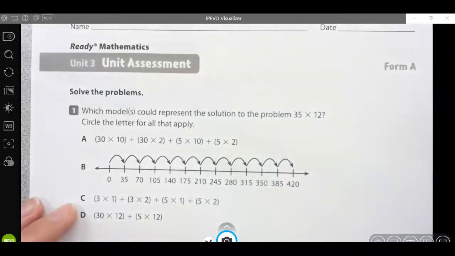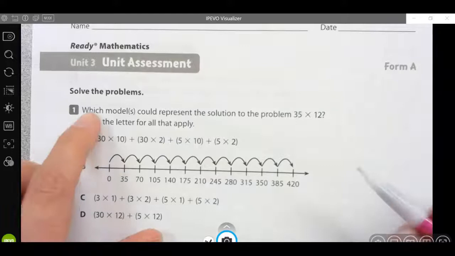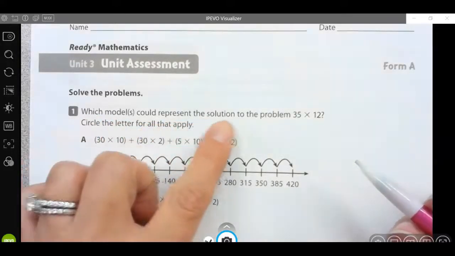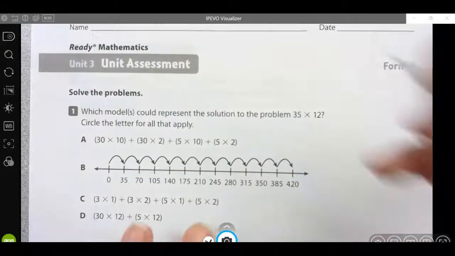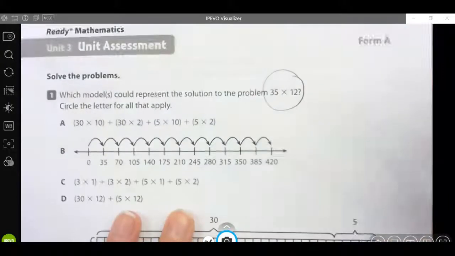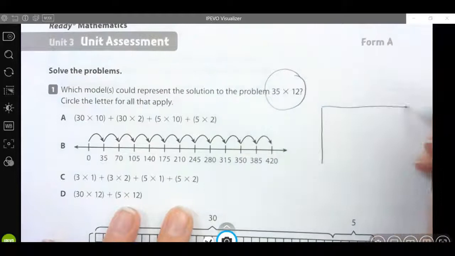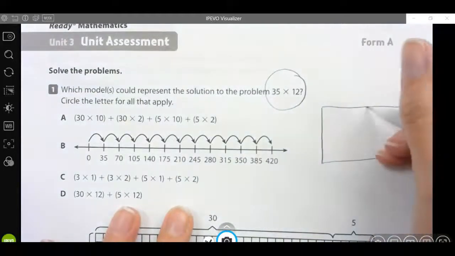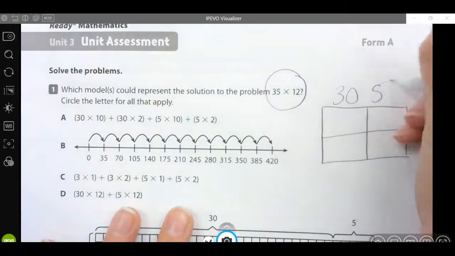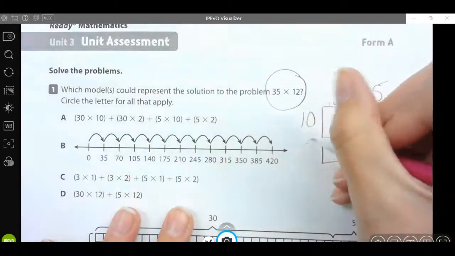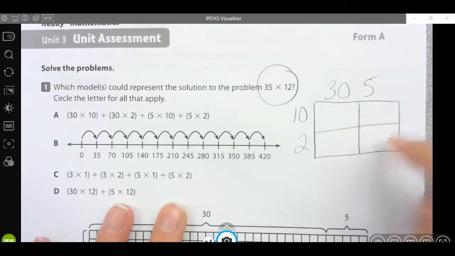So far, so good. Okay, so which models could represent the solution? So we have 35 times 12. You guys worked this out using what method? Box method. Good. So we have 30 and 5 and 10 and 2. Can you tell me your partial products?